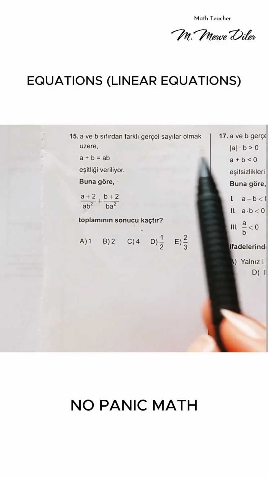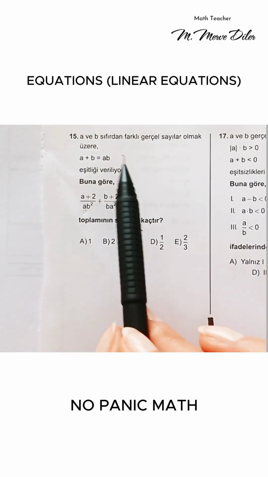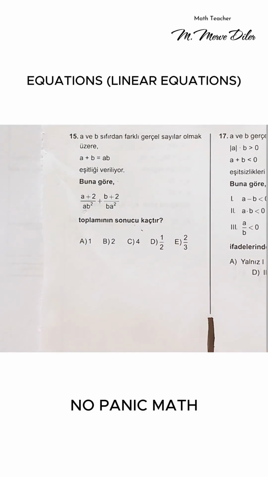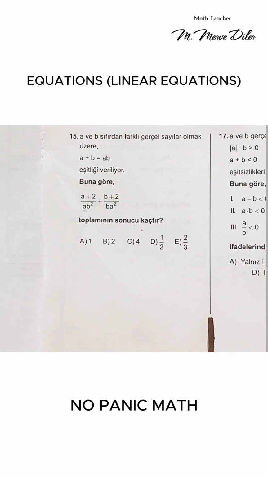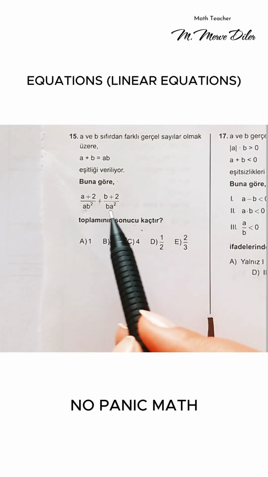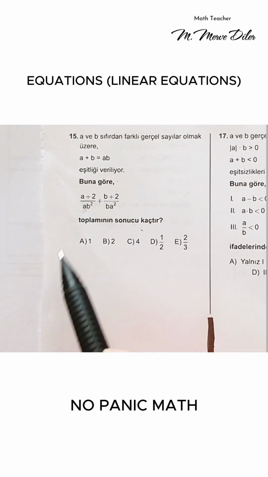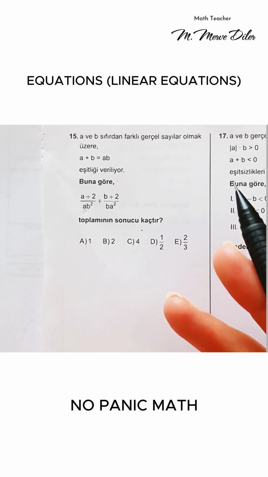Hello, friends. Let a and b be real numbers different from 0. The equation a plus b equals ab is given. Accordingly, they're asking what the result of this operation sum is. Okay, friends, we'll start by tidying up this part first. We also need to work with the denominator here.